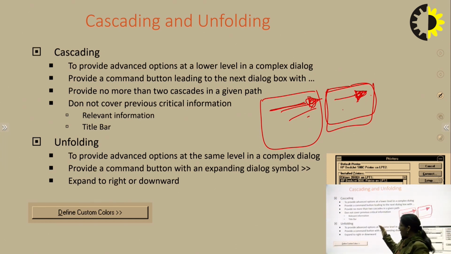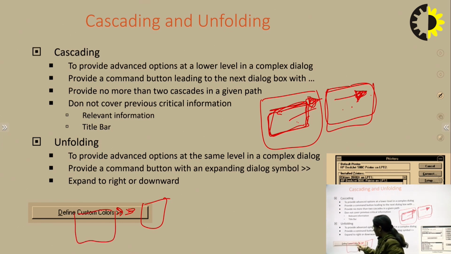Then unfolding, to provide advanced options at the same level in a complex dialog. Unfolding means another window is not opened; it will directly generate the window in the same panel. So this is called unfolding, and it provides a command button with an expanding dialog box. This will show like this. So this is the example. Here it shows a command button with an expanding dialog box, and it expands to the right or downward. So it will expand to here and it will expand here downward. So this is the unfolding window.